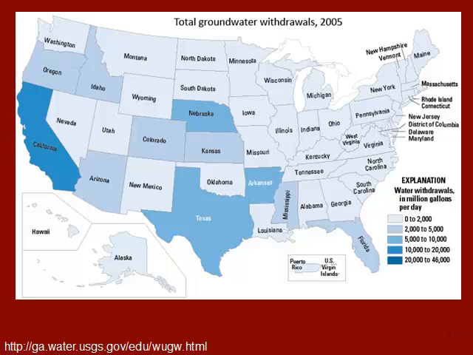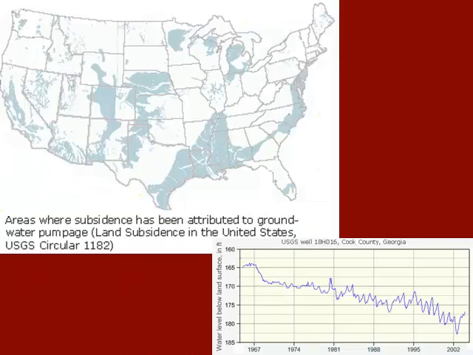Another problem is increased water withdrawals from aquifers. And this is a map here showing you, as of 2005, the total groundwater withdrawals by state. So the darker the blue, the more water is used. California, high population, pretty dry in places, lots of groundwater use. Texas, Arkansas, Nebraska, these are also areas that can be fairly dry, but also the breadbasket of the United States. This is where a lot of our agriculture happens. We have subsidence that occurs due to groundwater withdrawals, over-pumping.